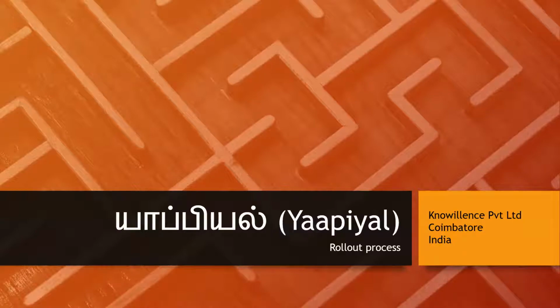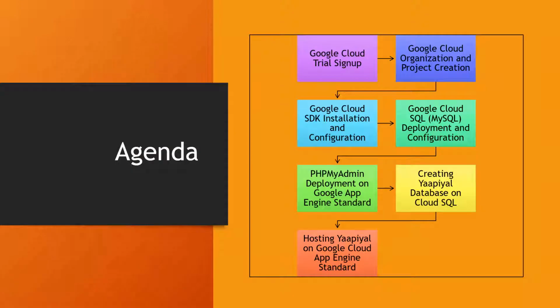So let's go ahead and check out the agenda. The agenda is Google Cloud trial sign up. We're going to help our customers sign up with Google Cloud and get a trial credit. And then we're going to show how to create organizations and projects within Google Cloud, and then how to install the Google Cloud Software Development Kit, SDK, on the developers' machines. We don't need to install it on all the users in the organization. It's just developers who need it.